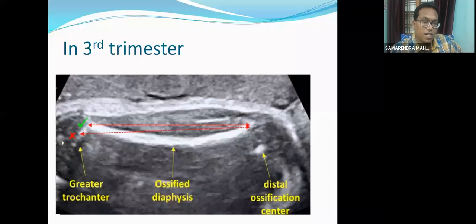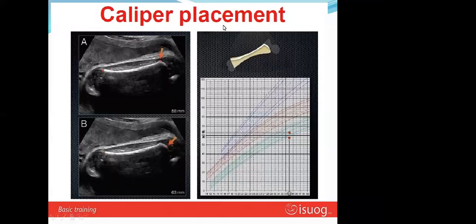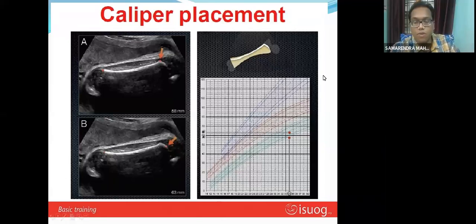The green tick is what we are able to see as correct, that will provide us the correct measurement. But if we include the spur, the red cross area, what is happening is it is overestimating the femoral diaphyseal length, because we should not include this sort of spur. The problem is that if we include the spur, a problem will happen. This is an image showing the graphical chart.